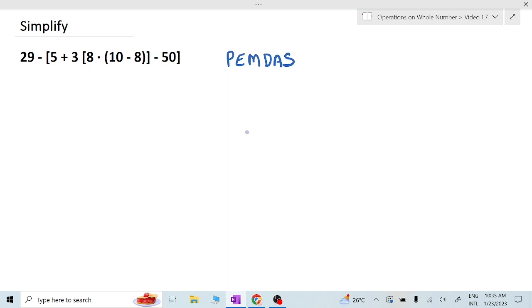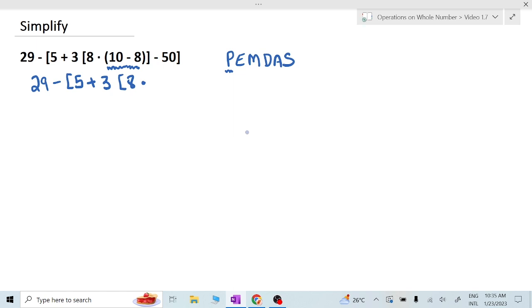So let's see here. The first thing you have to solve is the parentheses. That means brackets and anything that goes inside the group, the numbers or operations. As you see here, the innermost one is 10 minus 8. That's the one I'm going to start with. So I'm going to write down everything that comes before and after. Let's do it. 29 minus, open bracket, 5 plus 3, open bracket, 8 times, how much is 10 minus 8?